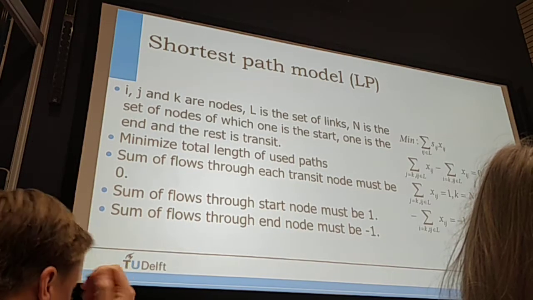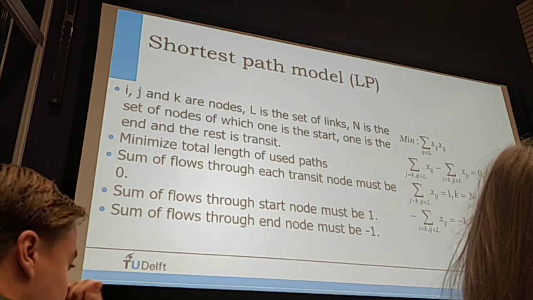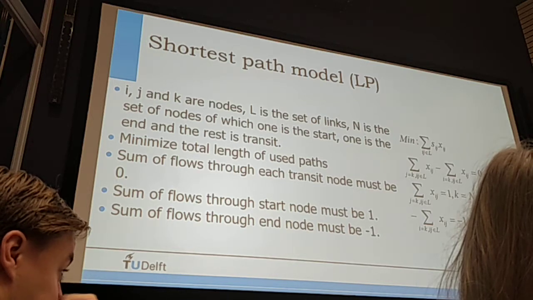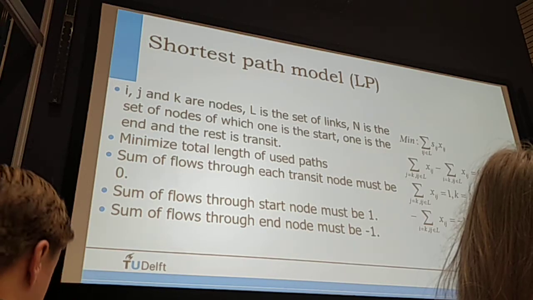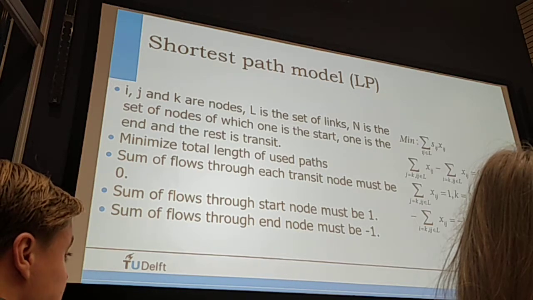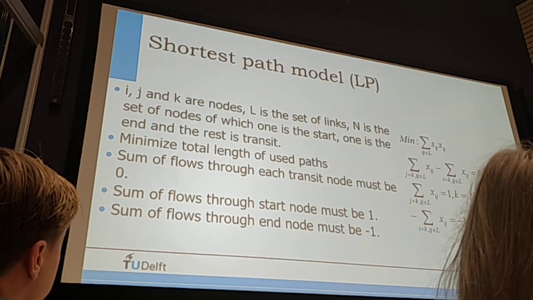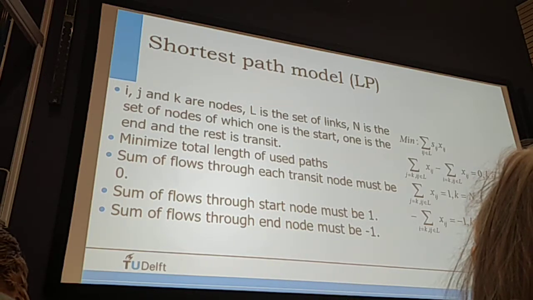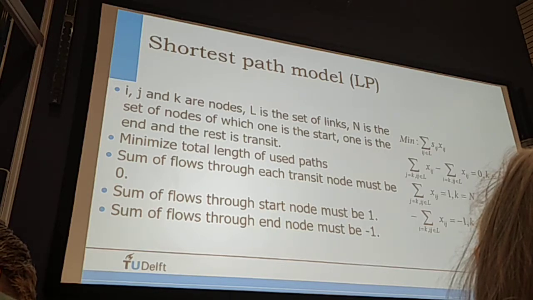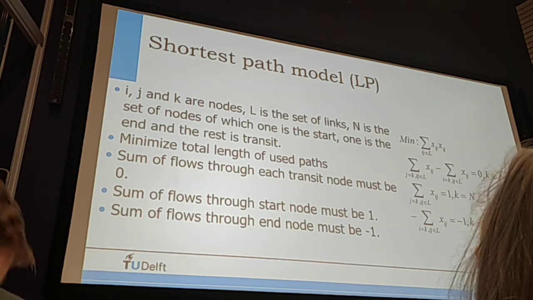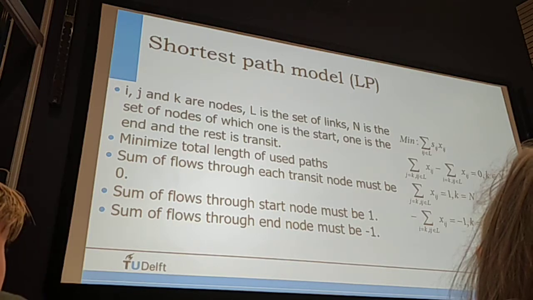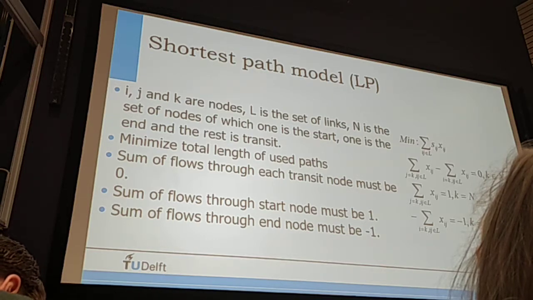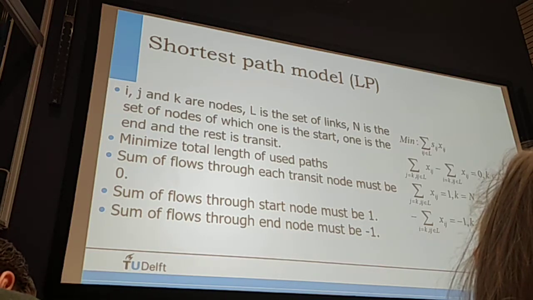Basically, we have i, j, and k, which stand for nodes. L is the set of links. N is the set of nodes containing all the nodes. One is the start, which is O in this case, and one is the end, and the rest is transit. Our objective is to minimize the sum of the link length times x_ij. x_ij is basically a binary representing whether a link is used in the shortest path or not, so it's either 0 or 1. In this case, because it's a lot like an assignment problem, we don't need to define it as binary because of the constraints. It will always be 0 or 1 because we're looking for a corner-point solution.